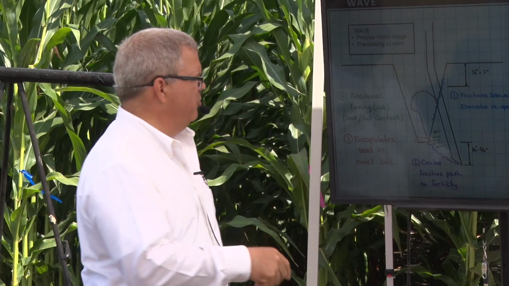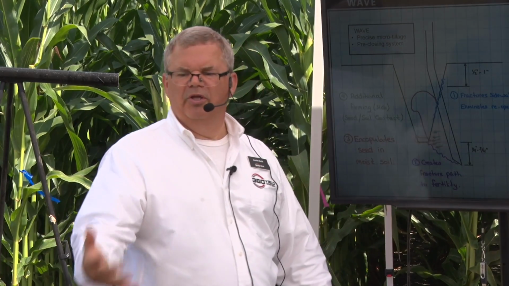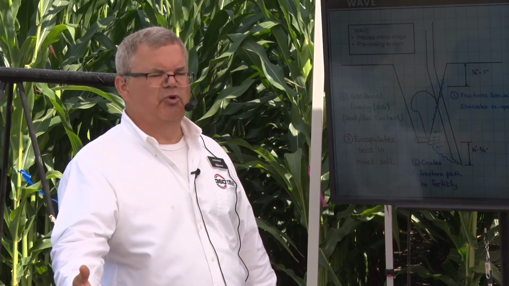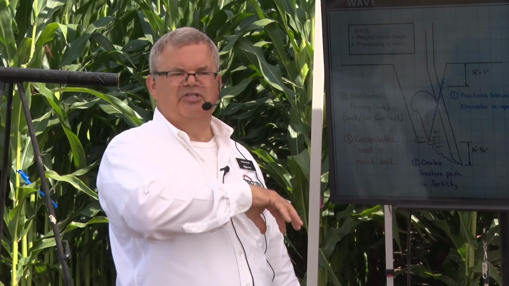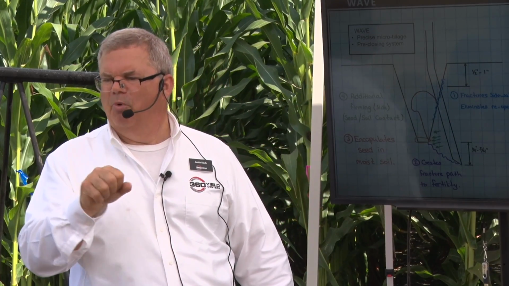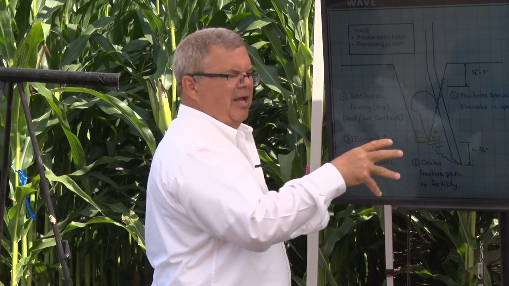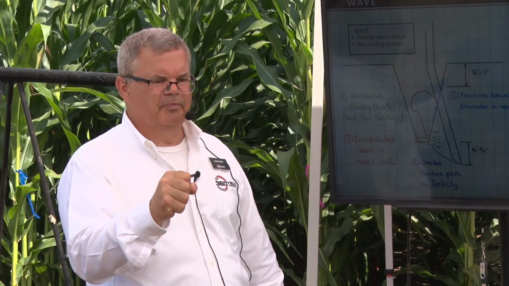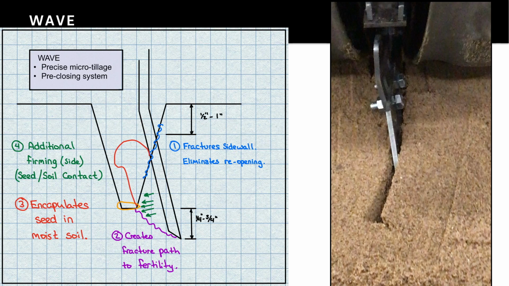Okay? That's number 2. Number 3, as we're rolling over that soil, we're taking soil from the bottom half of the seed trench, your moist soil, and we're rolling it over the top of the seed. And we're encapsulating the seed in moist soil. Okay? And that way when your closing system comes and puts in dry dust, the seed's protected and surrounded by cold, moist soil.